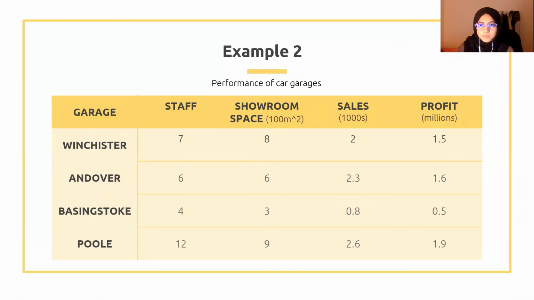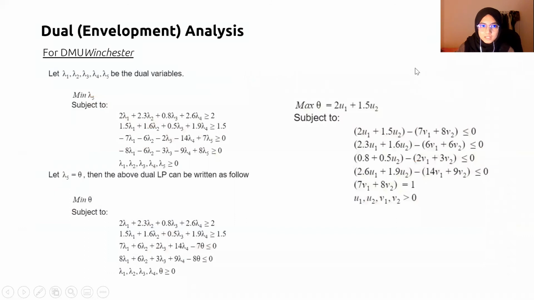Hi, my name is Firda Hariri. Now I'm going to proceed with example 2, which has two inputs and two outputs. Before this, we already did the primal CCR model. From that primal, we can compute the dual envelopment analysis.